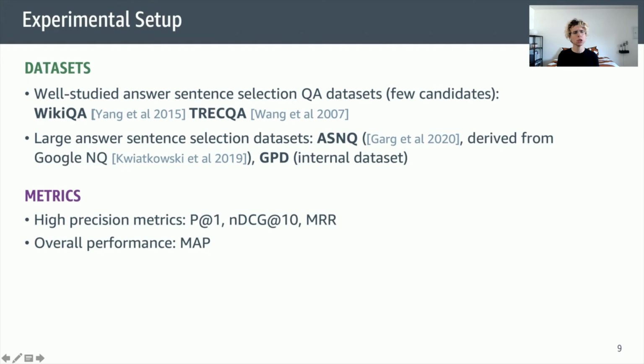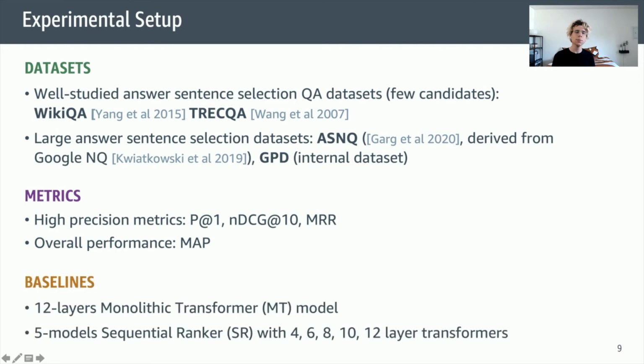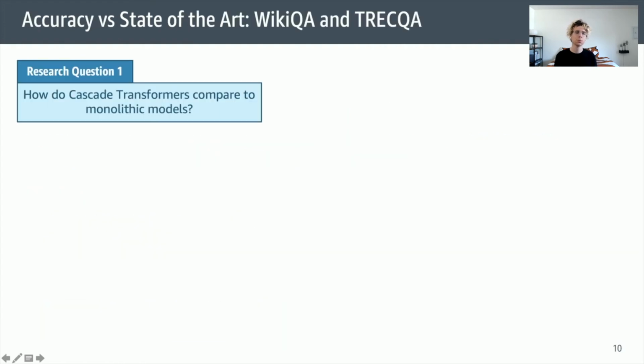We use a combination of high precision metrics as well as overall metrics that are designed to assess the overall performance of our system. And as baseline, we use a state-of-the-art 12-layer monolithic transformer model. This is a tandem model introduced by Garg and others, as well as a sequential ranker built with 5 transformer models that are independently trained. And these 5 transformer models that we use have 4, 6, 8, 10, and 12 layers.